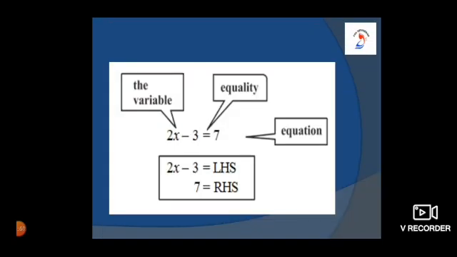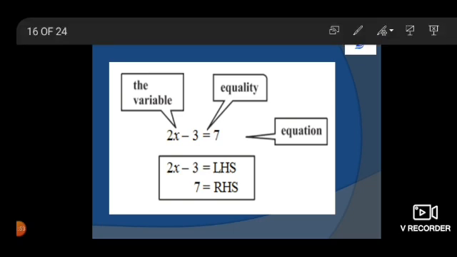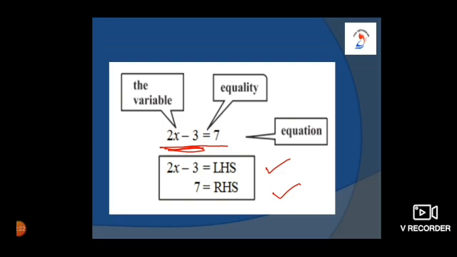Now look at this example. Here the example is 2x minus 3 is equal to 7. Here x is the variable and that equal to sign also I have mentioned. This 2x minus 3 is present on the left hand side, so 2x minus 3 is your LHS. LHS meaning left hand side. Then the 7 is your RHS. RHS meaning right hand side. So this is an example of an equation. As it has an equal to sign, it is called an equation.